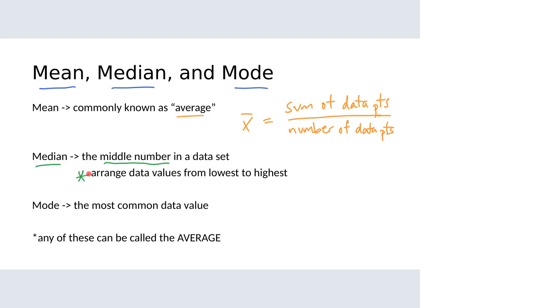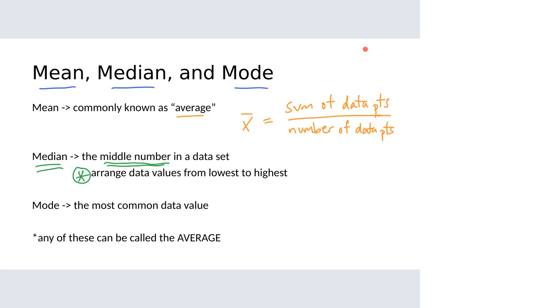In order to find the median, first, we want to arrange the data values from lowest to highest. So once we have arranged our data points from the lowest to the highest, then we go find the middle number, and that is our median.